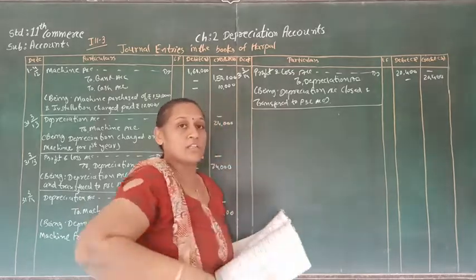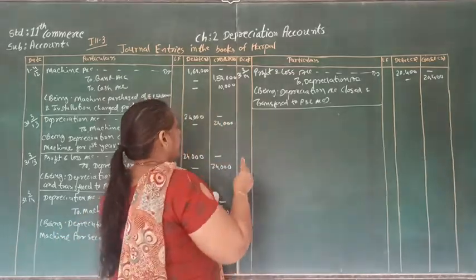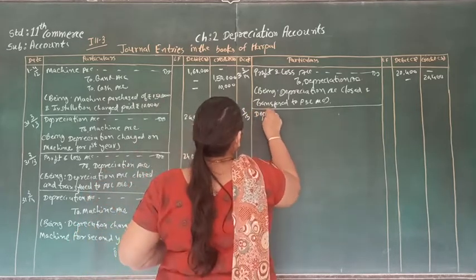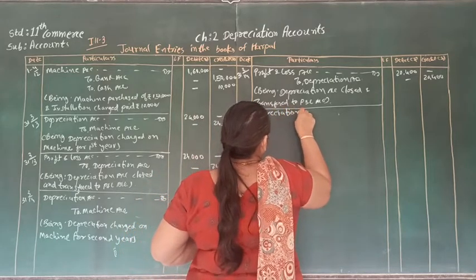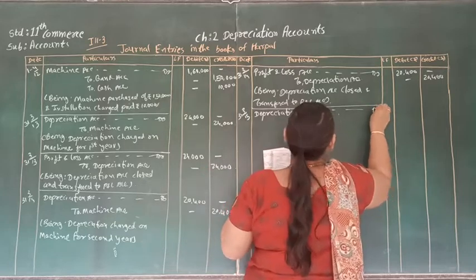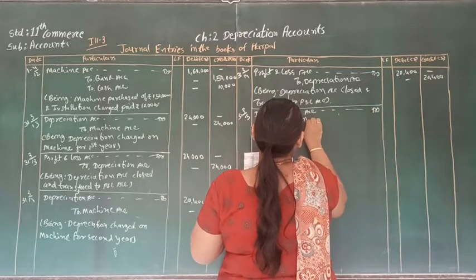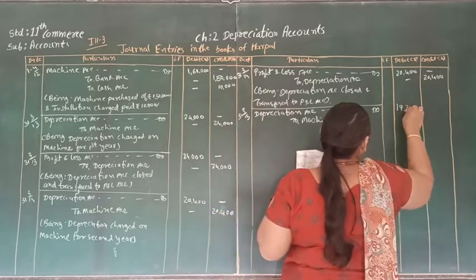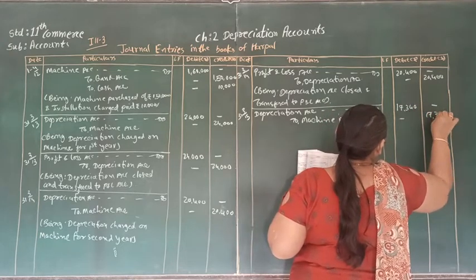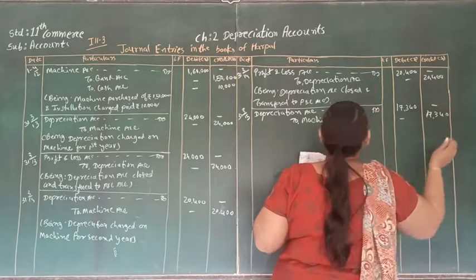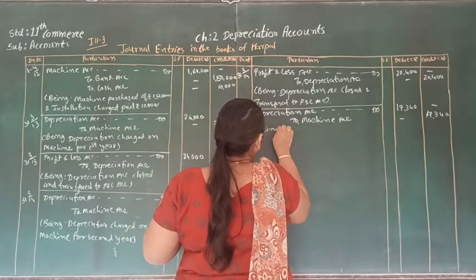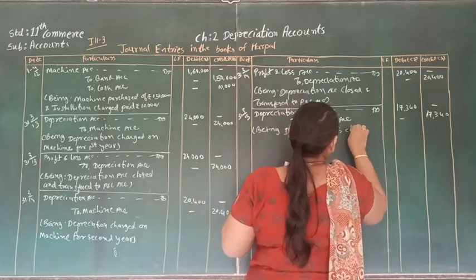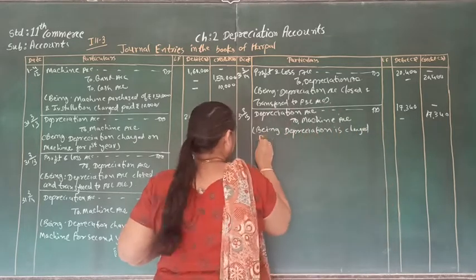Now we have to pass the same journal entry for the third year, and the third year is ending on 31st 3/15. The journal entry will be depreciation account debit to machine account, and here the amount will be 17,340. So here, being depreciation is charged for third year.